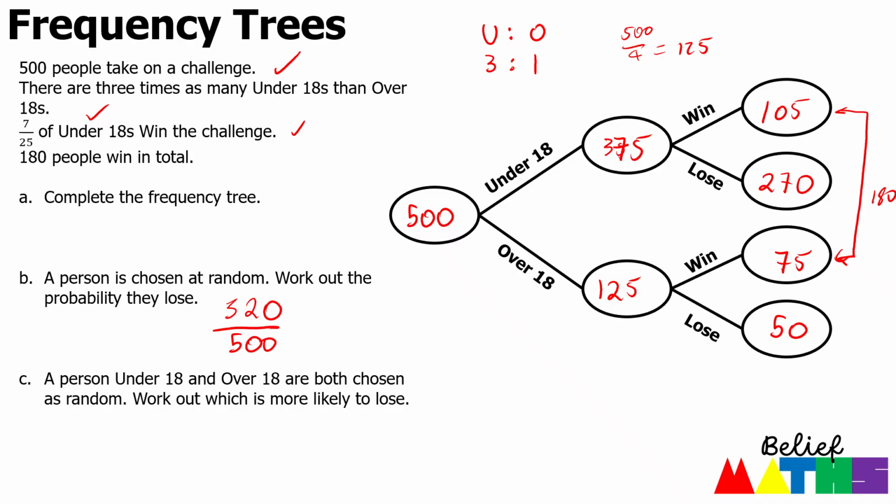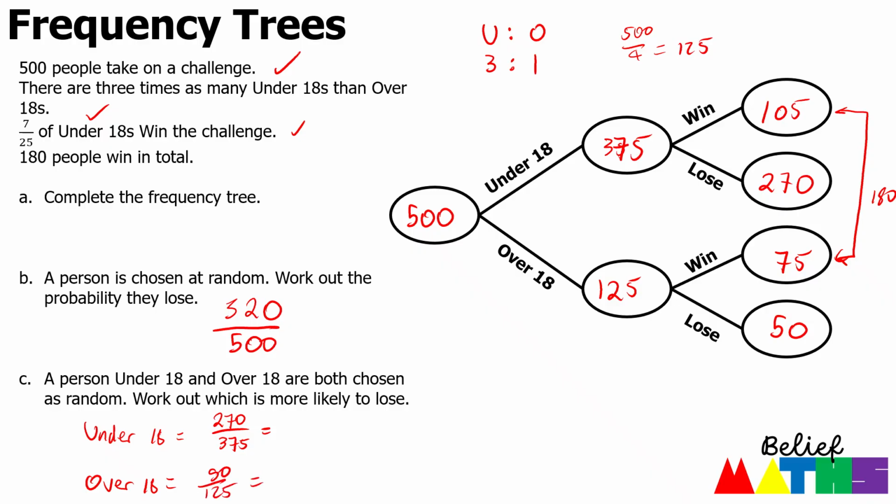The next one says a person under 18 and over 18 are chosen at random. Who is more likely to lose? Well, if we do under 18, that's going to give me the probability of them losing is 270 over 375. And the over 18 is going to be 50 over 125.